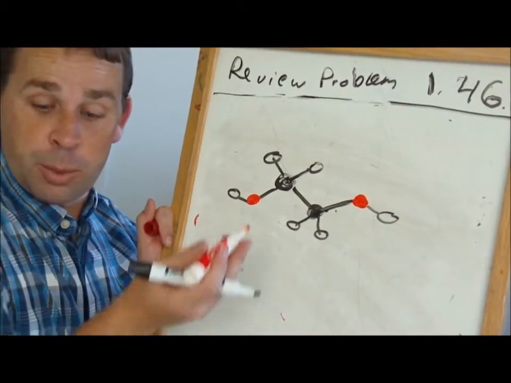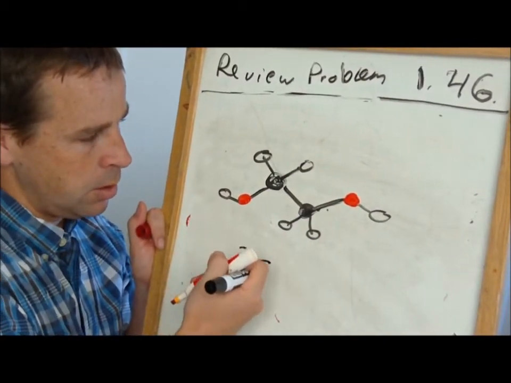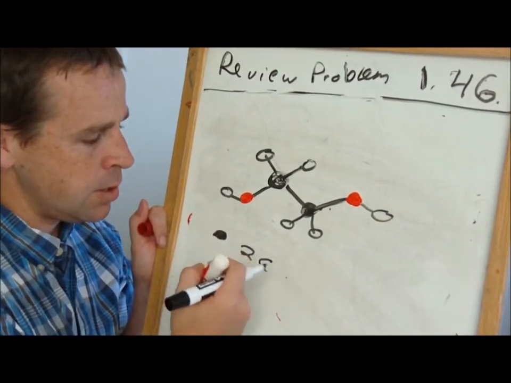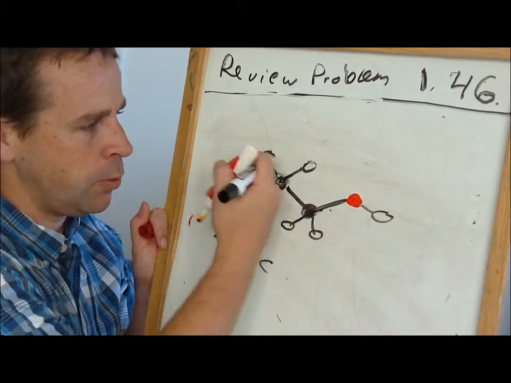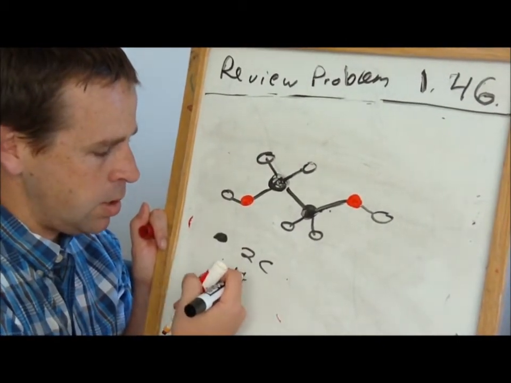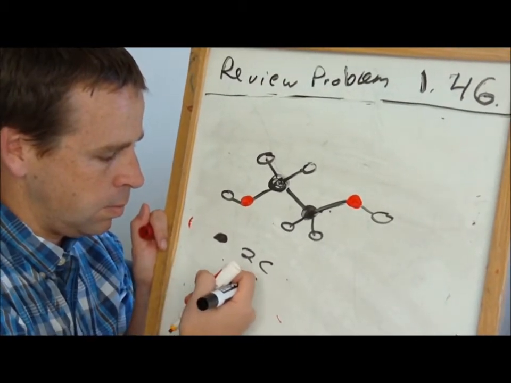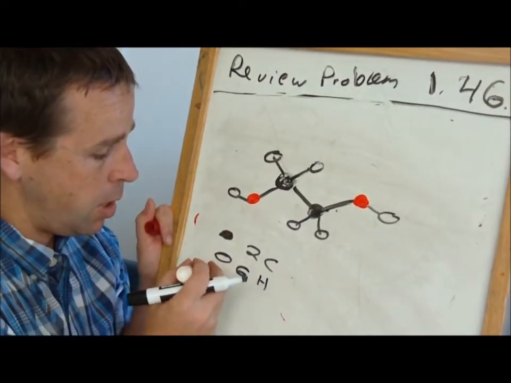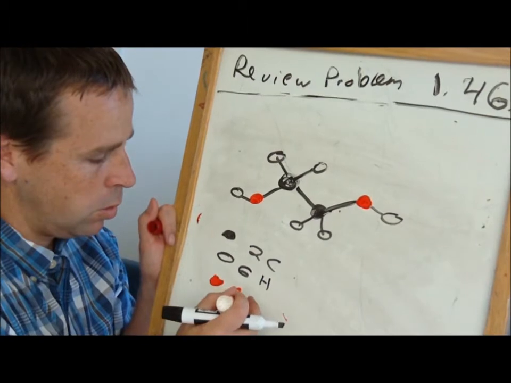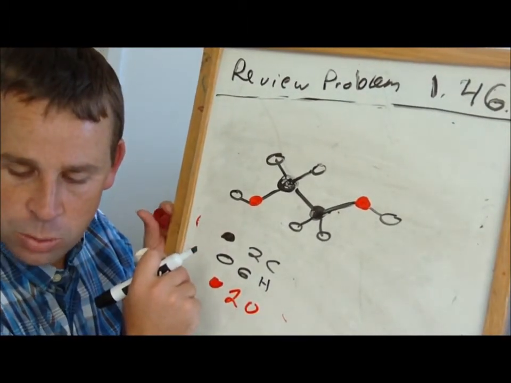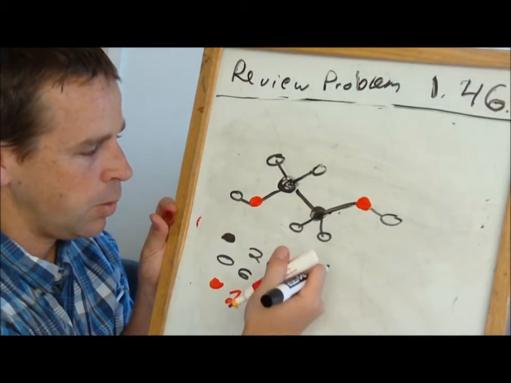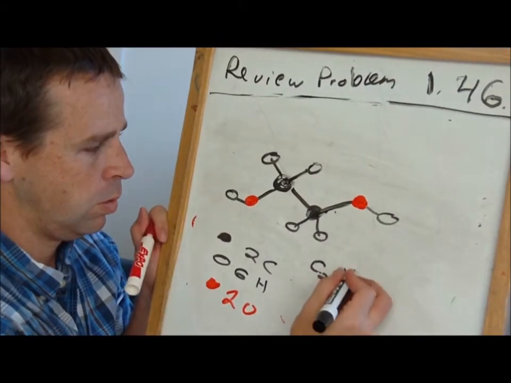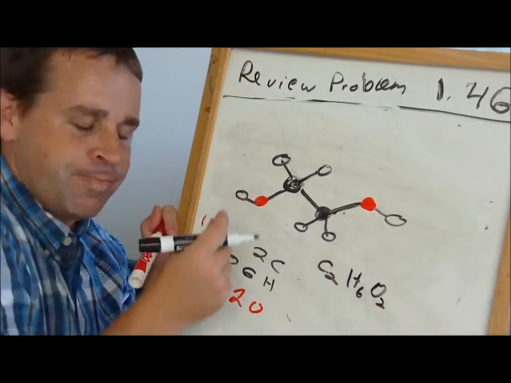All right. How many carbons altogether? How many black atoms? 2. There's 2 carbons. That's our black atoms, right? How many hydrogens? 1, 2, 3, 4, 5, 6. 6 hydrogens. Those are the white balls. And then we have 2 oxygens. All right. So write the chemical formula for this one here. We could write C2H6O2.